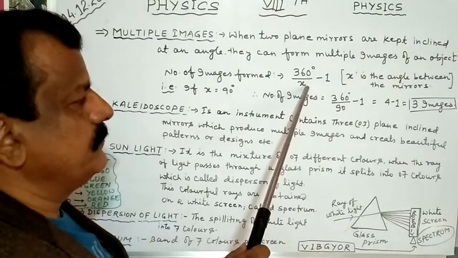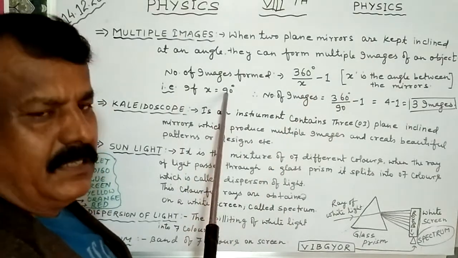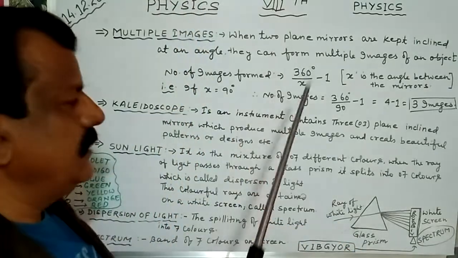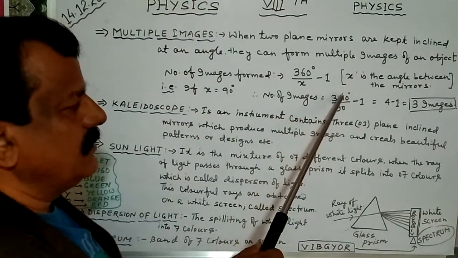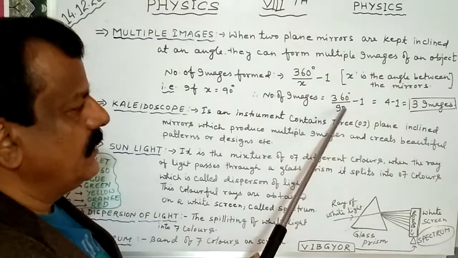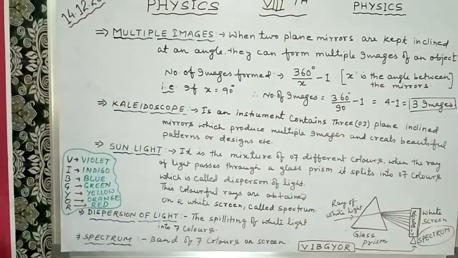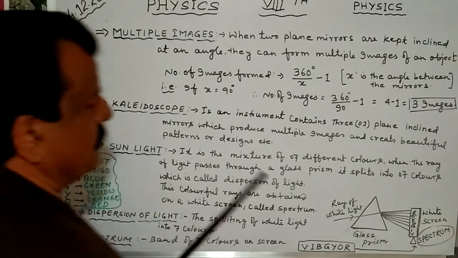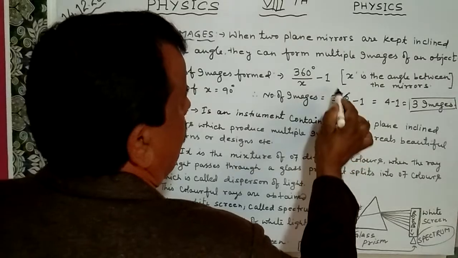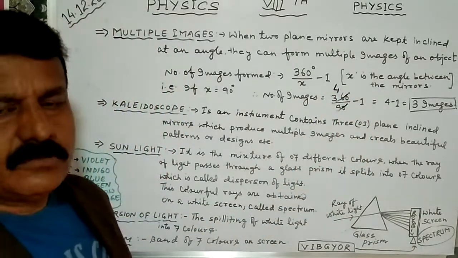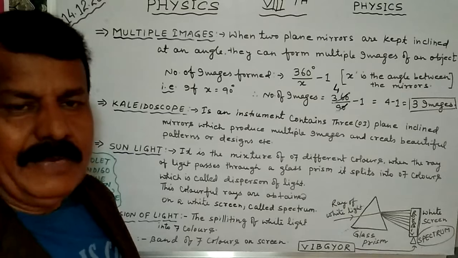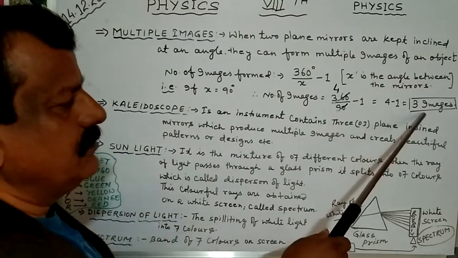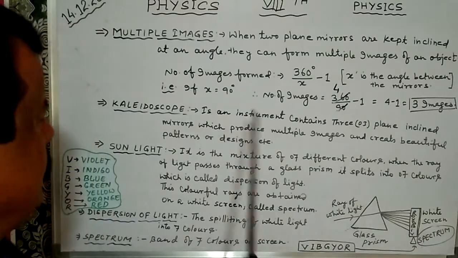You have to put the value here. For example, if x is 90 degree, suppose two mirrors are kept this way, angle between them is 90 degree, then the number of images formed is equal to 360 by 90 minus 1. Cancel 90 and 360, it will cancel 4 times. So 4 minus 1 is equal to 3. So if two plane mirrors are kept inclined and the angle between them is 90 degree, then they will form 3 multiple images.